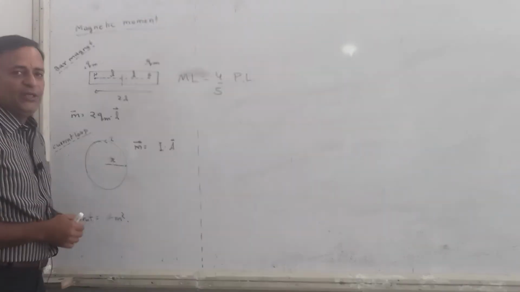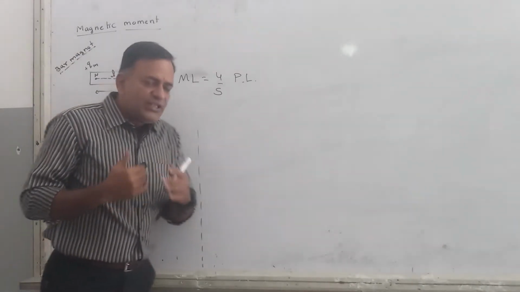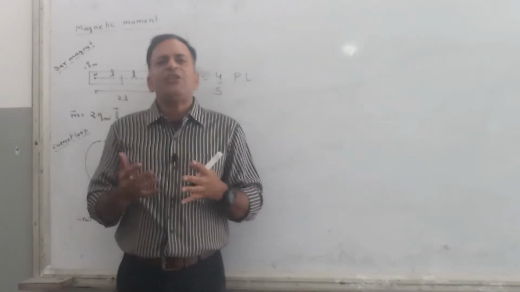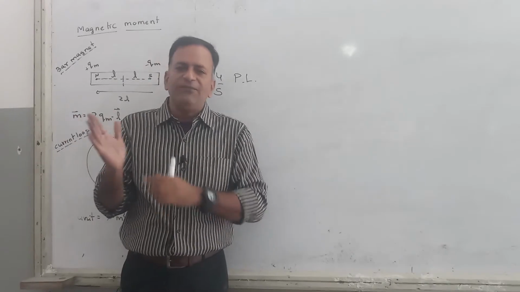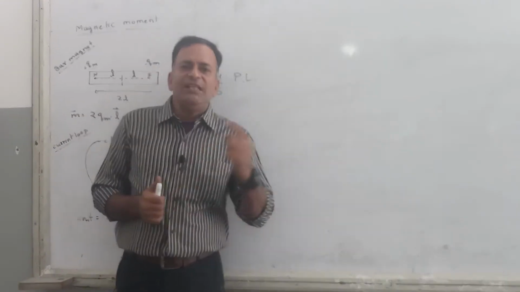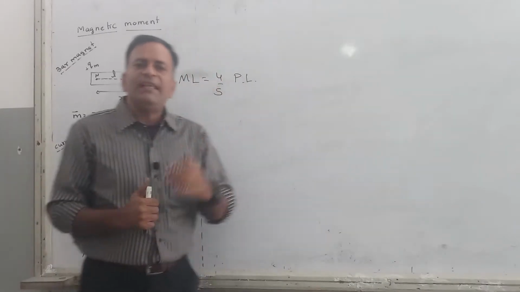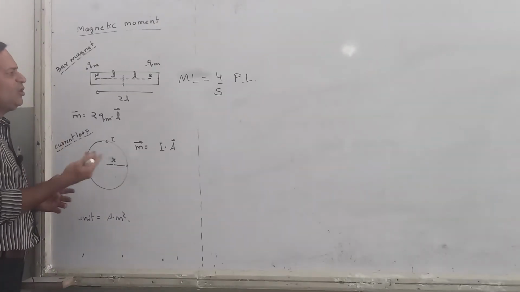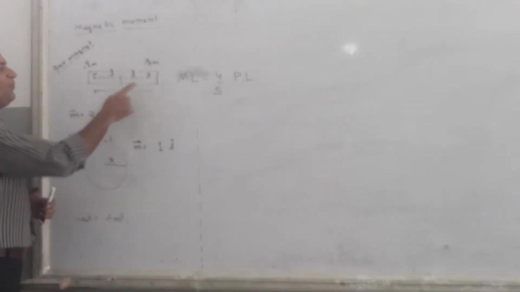And now the direction. See, logically we are connecting. What is the direction of electric field? It is from positive to negative. But what is the direction of electric dipole moment? It is from negative to positive. Similarly, the direction of magnetic field is from north to south. But the direction of the magnetic dipole moment will be from south to north.